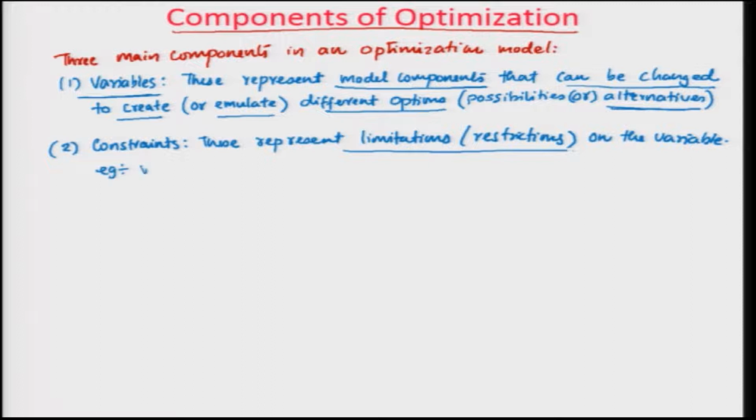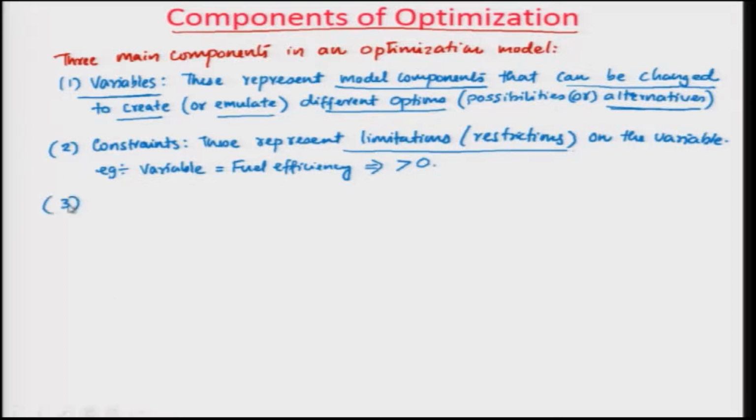If the variable is fuel efficiency, then that implies the value should be greater than 0. Ideally speaking, you cannot have a negative fuel efficiency. Maybe depending on the way you look at it, but the idea is that the worst fuel efficiency you can think about is very close to 0. So that's one example.